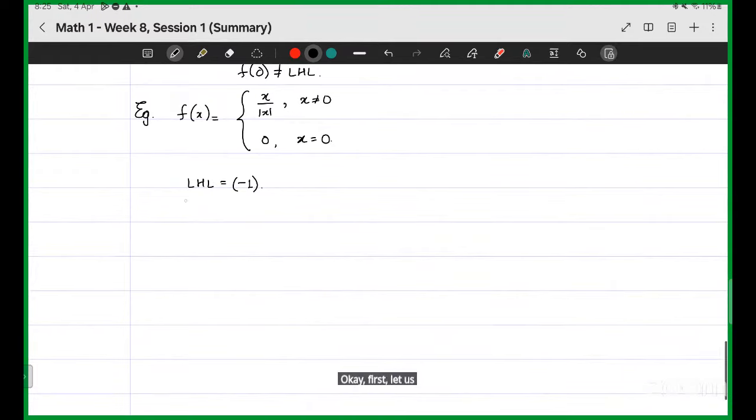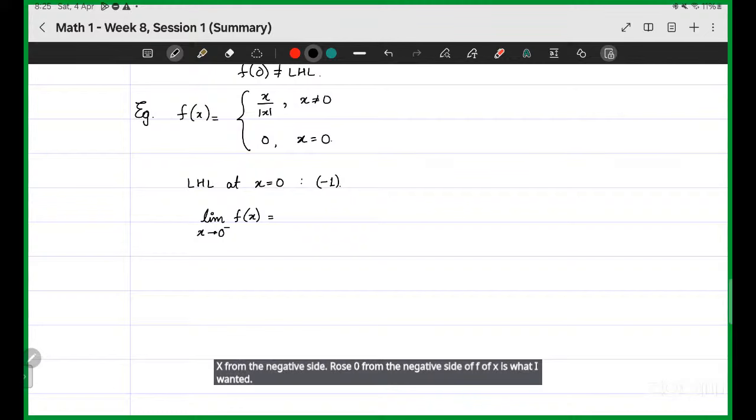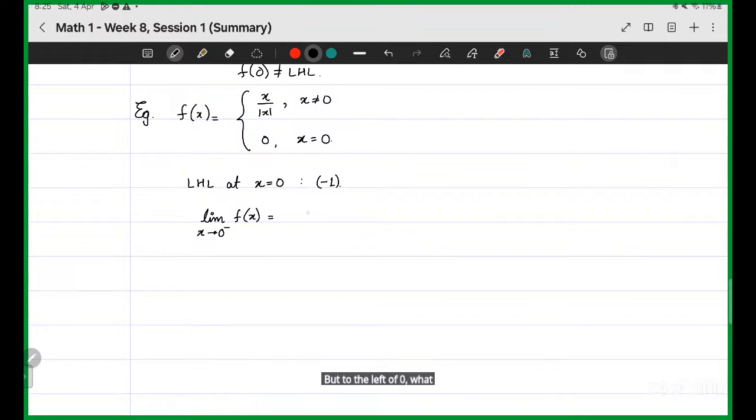Okay, first let us not draw the graph and let us just write it as we usually do. Left hand limit at x equal to 0 is -1 is the claim. Let's see. So limit as I approach 0 from the negative side of f of x is what I want. But to the left of 0, what is the behavior of f of x? In fact, for any point other than x equal to 0, what is the definition of f of x?